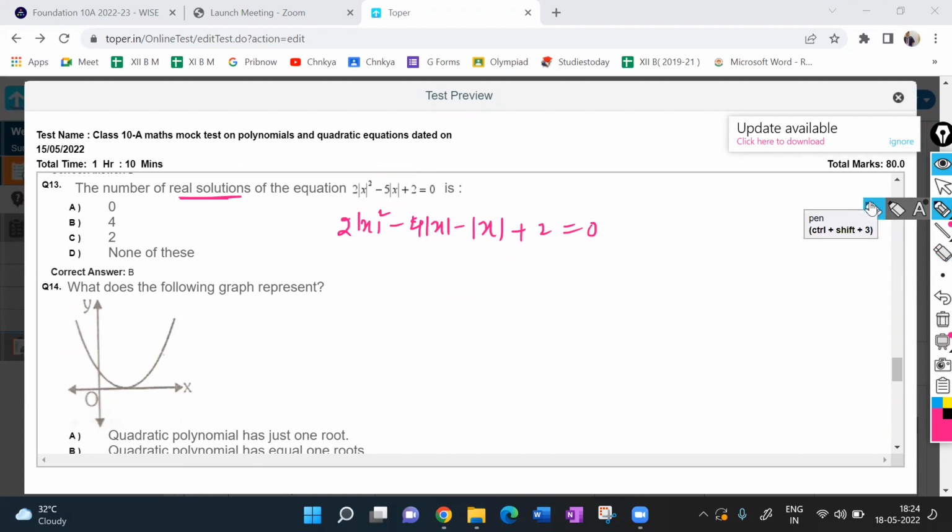Siddhartha, are you here? Yes, sir. Yes, Siddhartha. Tell me now, how can we go about this? What are the factors of this? Can you suggest what I can write for the next step? So we should take 2 times modulus x as a factor. That's great. So 2 times modulus x as common, it makes me modulus of x minus. Tell me.